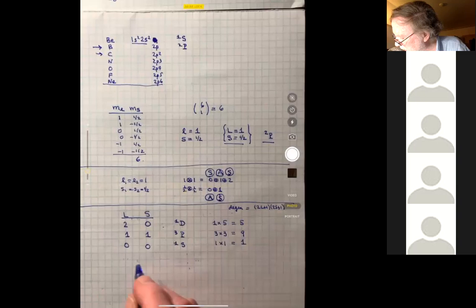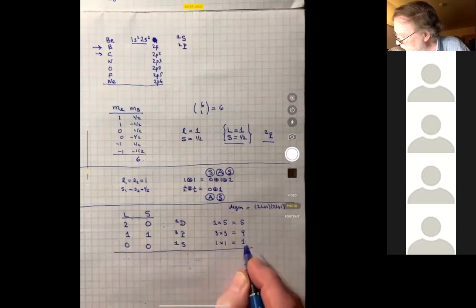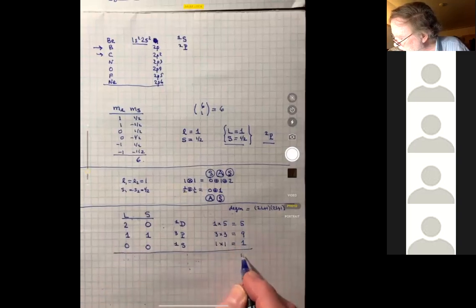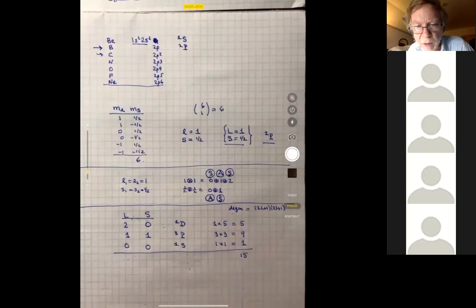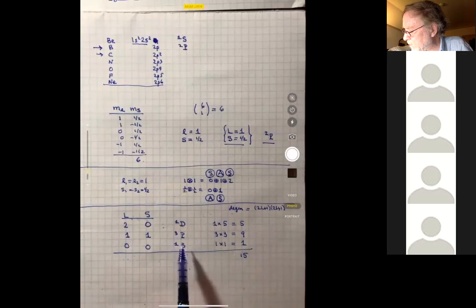That just gives us 1 state. So if we add up these numbers, 5 plus 9 plus 1 equals 15. And there you are. There's the degeneracy of the ground state in the central field approximation. So what we see is that the 15-dimensional ground state of H0 in the central field approximation decomposes under the perturbation, or under the organization by the eigenstates of L squared and S squared, into 3 multiplets, which are characterized in the code. There's singlet D, triplet P, and singlet S.